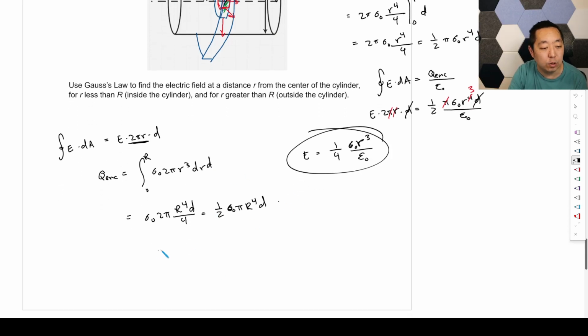So we're going to set these equal to each other. Well, we divide by epsilon naught. So divide by epsilon naught, and then we can set these two equal to each other.